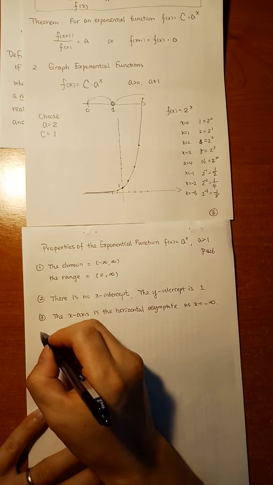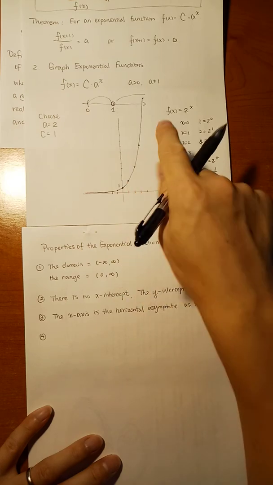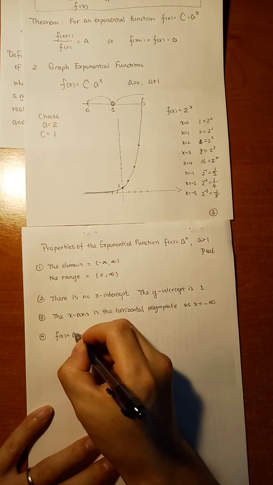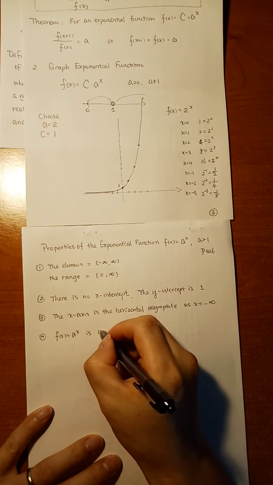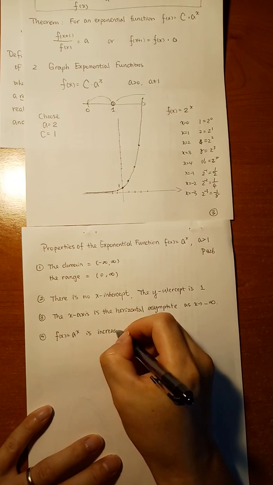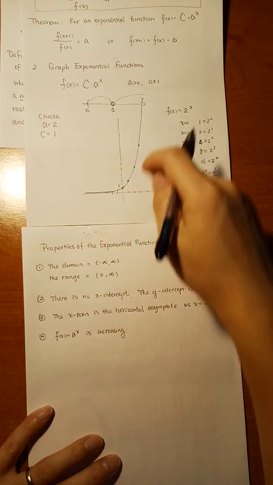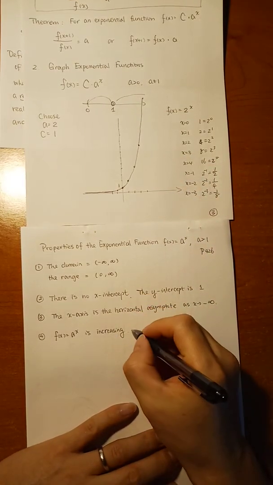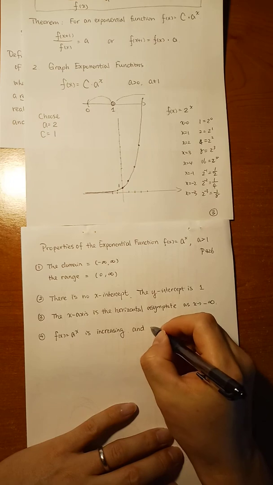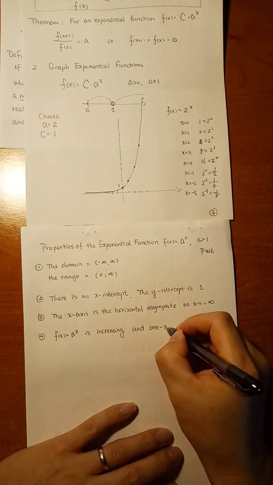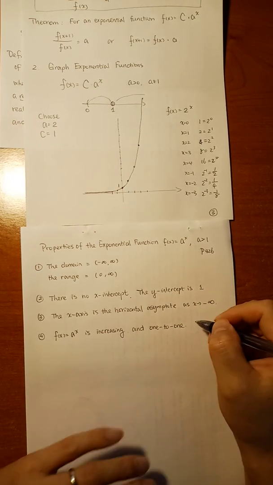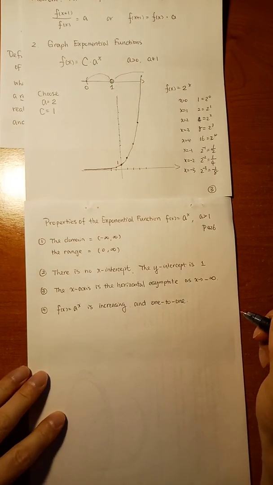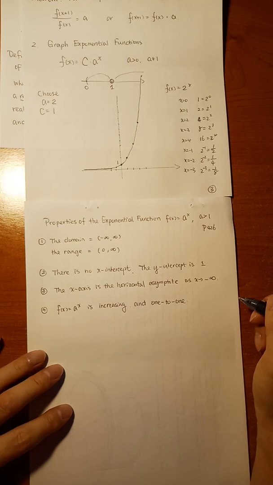Okay, and 4. You see here this function a to x is always increasing. It's an increasing function over the whole domain. Because it is increasing, it is 1 to 1. Remember that we mentioned that an increasing function is 1 to 1, a decreasing function is also 1 to 1.